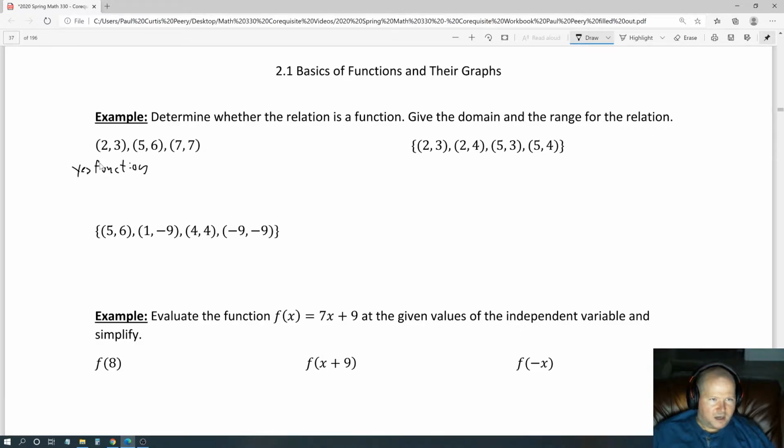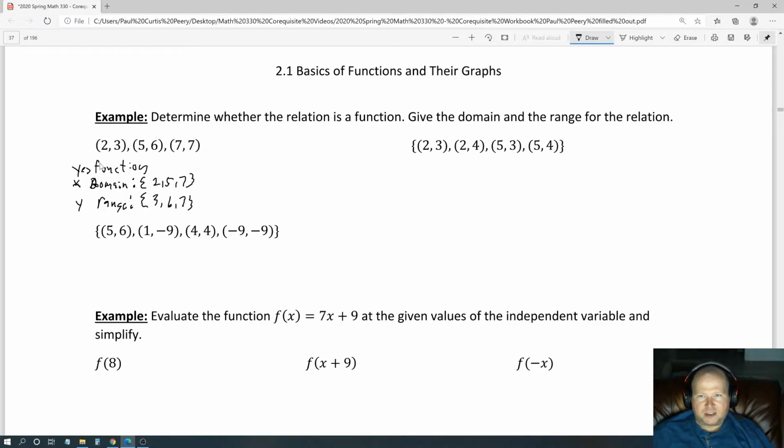Okay, what about domain? Whenever we see domain, we're looking at the x values. So the x values are a 2, a 5, and a 7. Well, what about the range? The range are all the y values, right? So again, x domain, y range. And the range is going to be 3, 6, 7.